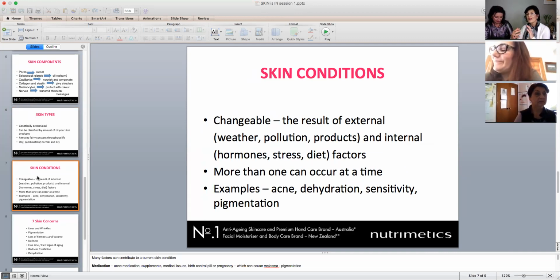So these are like the external and internal factors.